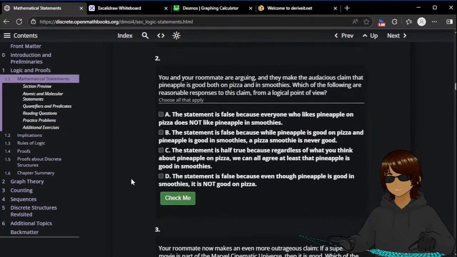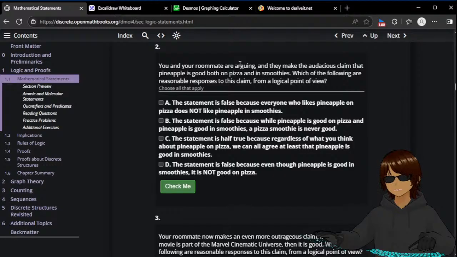You and your roommate are arguing, and they're making the audacious claim that pineapple is both good on pizza and in smoothies. Which of the following are reasonable responses to this claim from a logical point of view? The statement is false because everyone who likes pineapple on pizza does not like pineapple in smoothies.